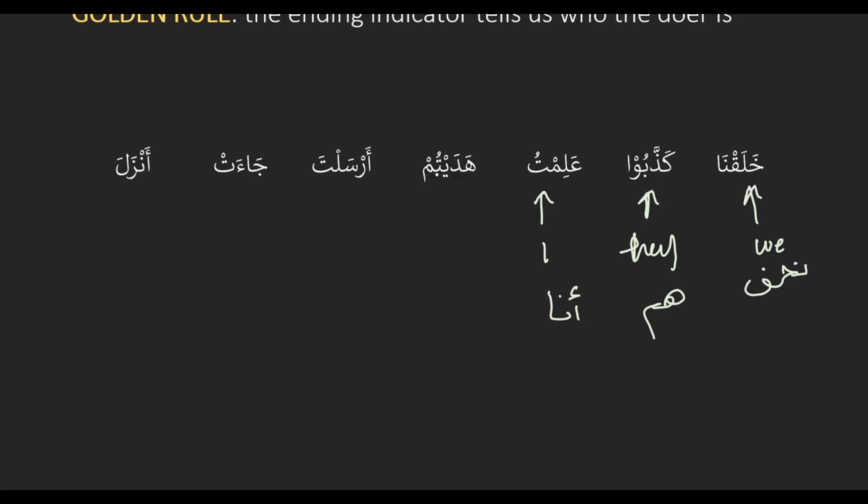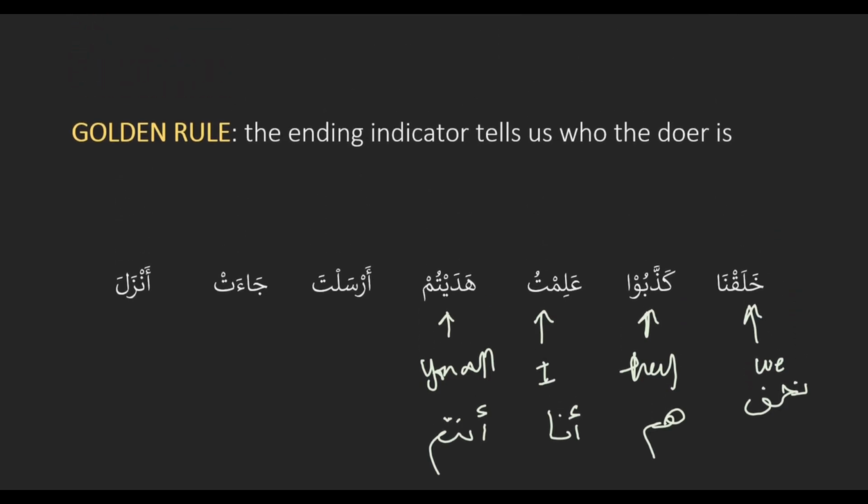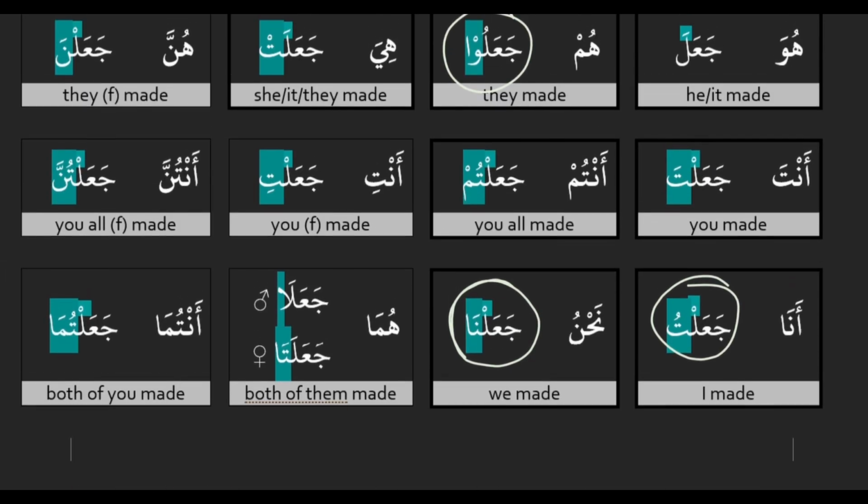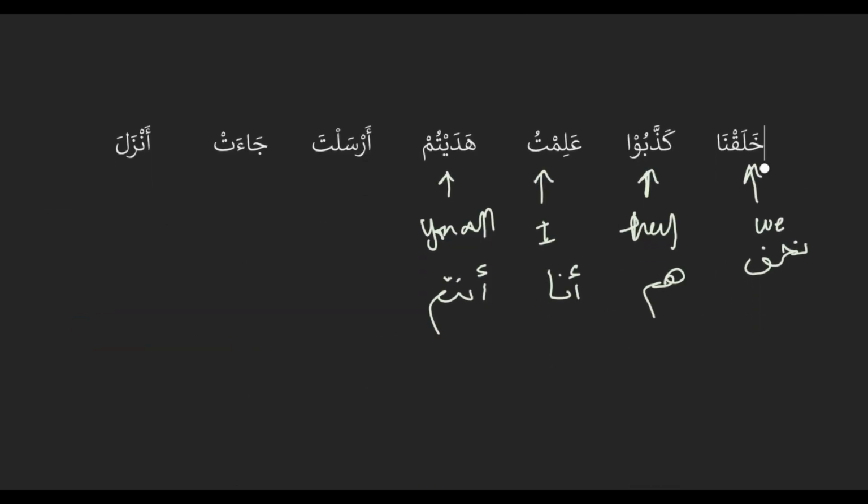What about hadaytum? I'm gonna ask you to do this one without peeking at the chart. Oh, okay. I think I know this one because tum, it rhymes with entum. Exactly, which means it's you all. See, you already memorized it. So the embedded doer in hadaytum is entum. Okay, what about this one? Arsalta. Oh, okay. This is another one. So the ta rhymes with anta, so anta is you. Right, so the doer inside arsalta is You, or anta.